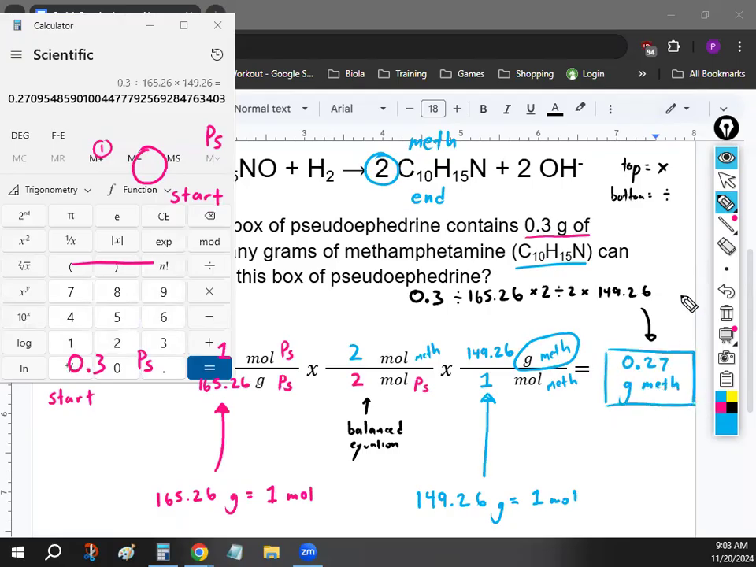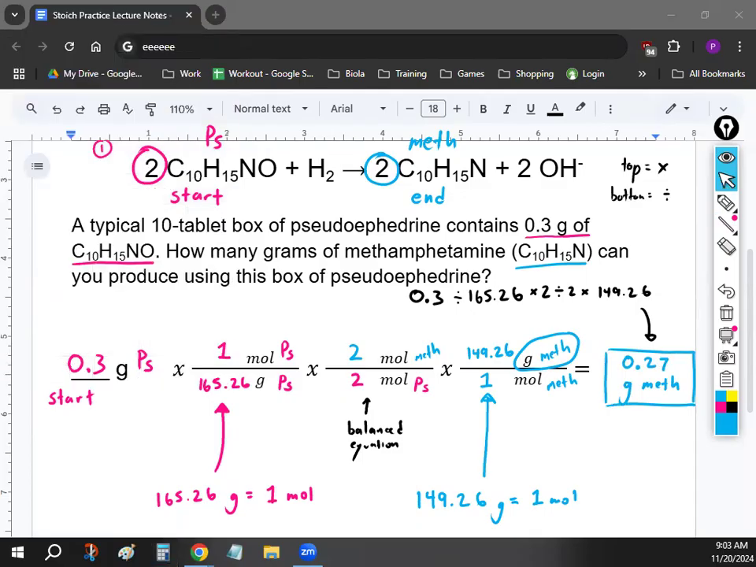Okay, so there you go, guys. That is how you can calculate how much meth you can make out of a box of allergy medicine. You buy a 10-pack of pseudoephedrine, you can get about 0.27 grams of meth. Okay, so not a lot, which is why people used to buy hundreds of boxes of this, and that's why now we can't buy unlimited amounts of pseudoephedrine.